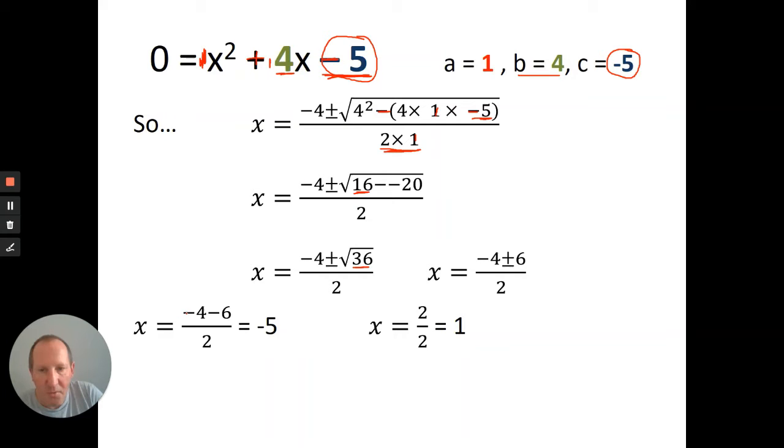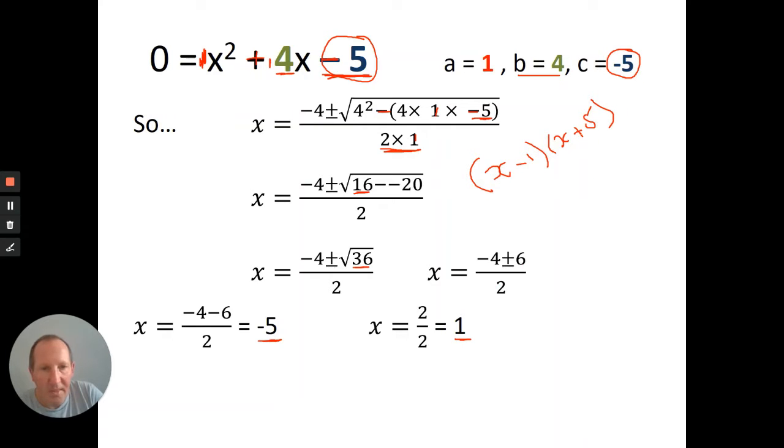So minus 4 minus 6 is minus 10, divided by 2 gives me the minus 5. And then minus 4 plus 6 is going to give me 2. 2 divided by 2 is 1. So my two answers are minus 5 and plus 1. If you had factorised that equation, you'd have ended up with x minus 1 and x plus 5.